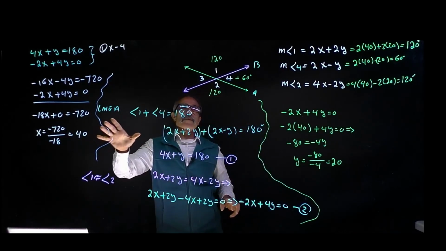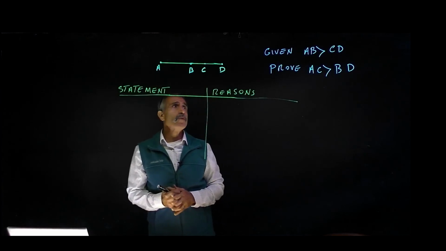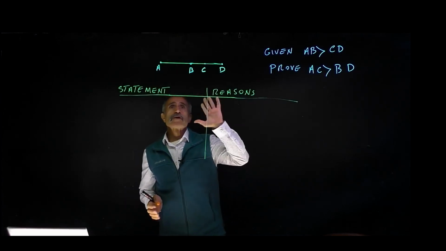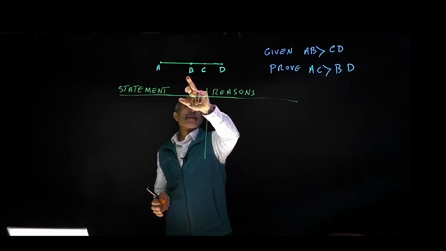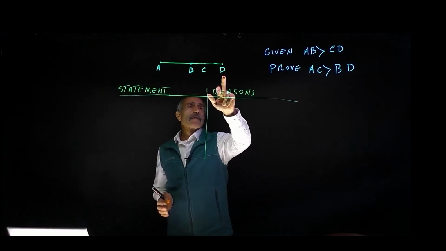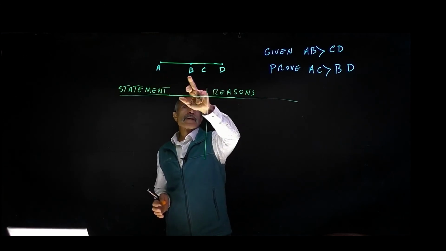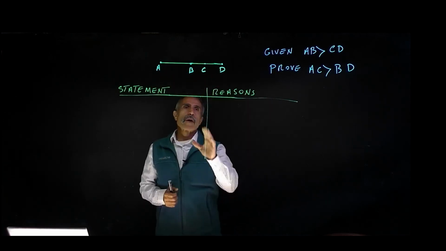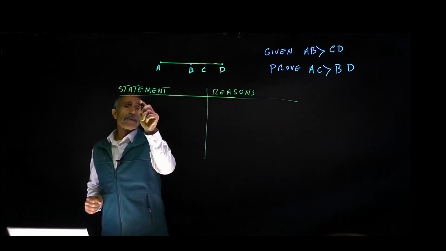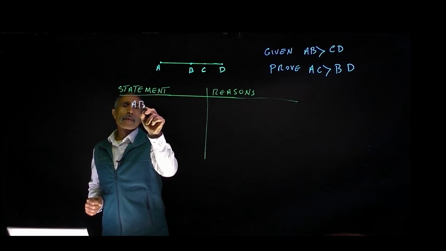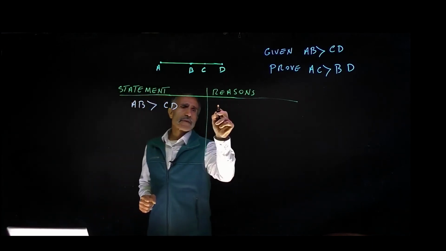So that's that problem. All right, our third problem, we're going to go ahead and prove. It's given that AB is bigger than CD, but they want you to prove that AC is bigger than BD. Now we're going to go ahead and prove that. We know that AB is bigger than CD. The reason is because it's given to us.